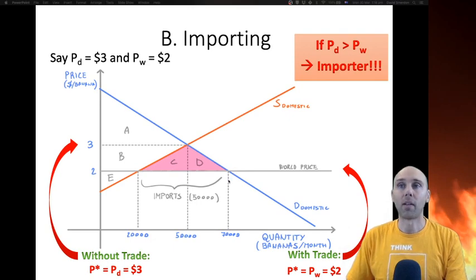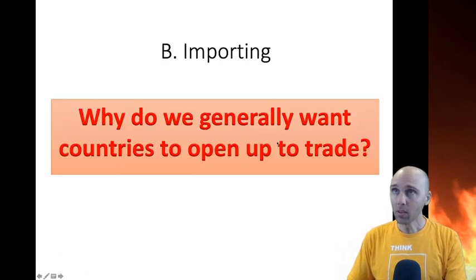The total amount that our consumers are going to buy is 70,000. The consumer surplus is A plus B plus C plus D. Our producer surplus is only E, but compared to the case before trade, this is an overall gain of area C plus D. So why do we want to open countries up to trade?